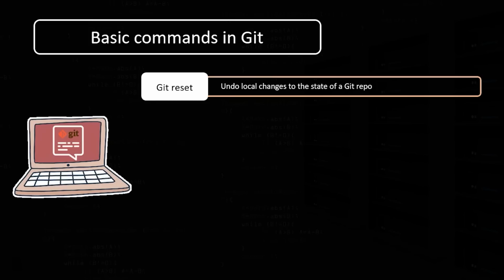At any moment of time, if you want to undo some local changes done to your Git repository, in that case we can use the git reset command.